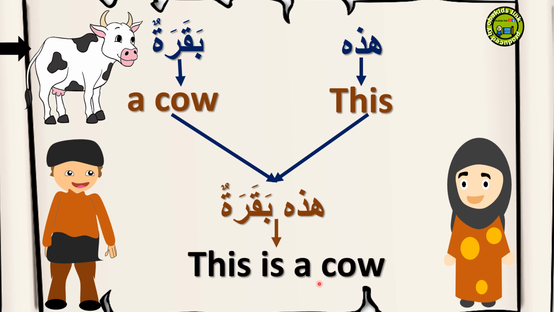Let us view the example again. This is hazihi. Hazihi is a singular demonstrative feminine pronoun which means this. This is bakaratun. Bakaratun is a singular feminine noun which means a cow. Now if we combine hazihi and bakaratun together, it makes hazihi bakaratun, which means this is a cow. Let us go to another example.